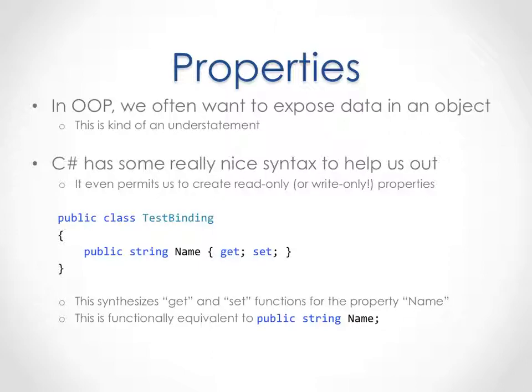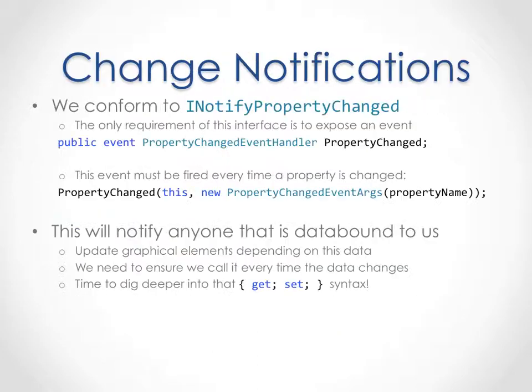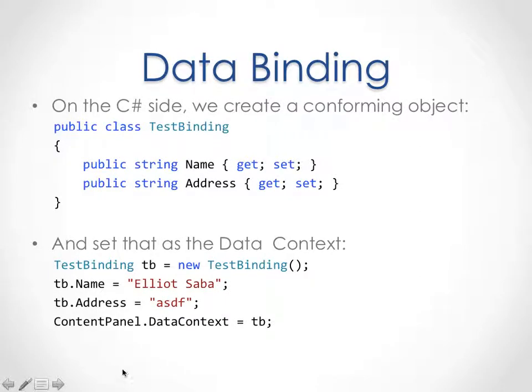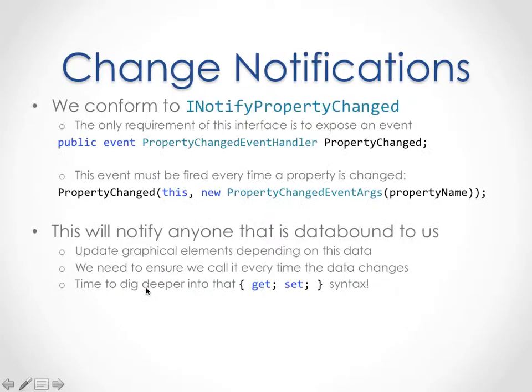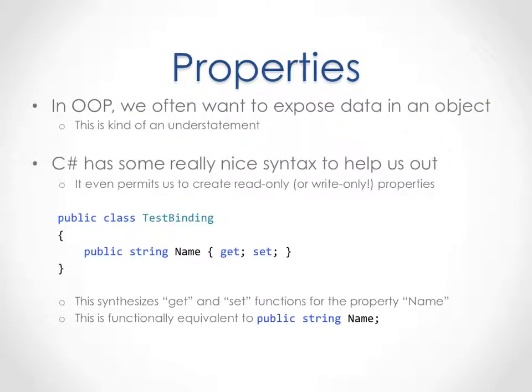Or if we have name, we don't want an empty string to be able to be set. Or we want it to be all uppercase. Or we want something, something, something. We can run custom logic every time someone tries to assign to that name. And we don't have to do it by having set name functions. We can run custom code anytime someone does something like tb.name equals Elliot Saba. And so the way we're going to do that is by using properties.